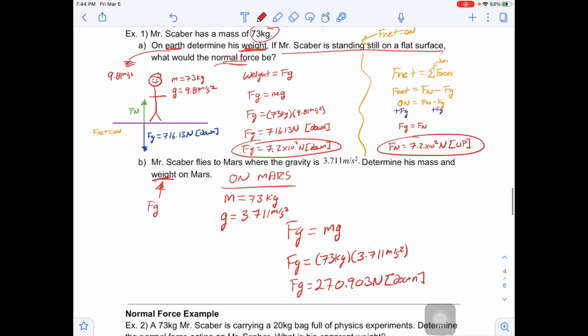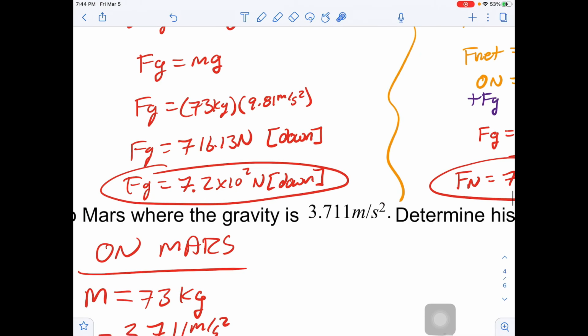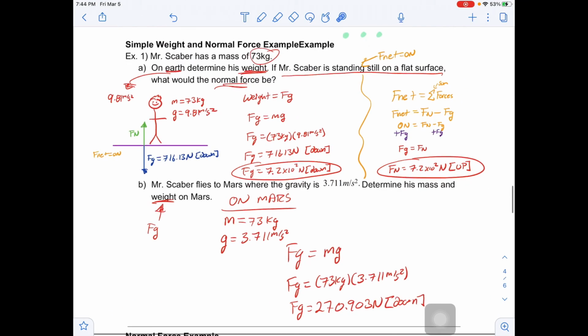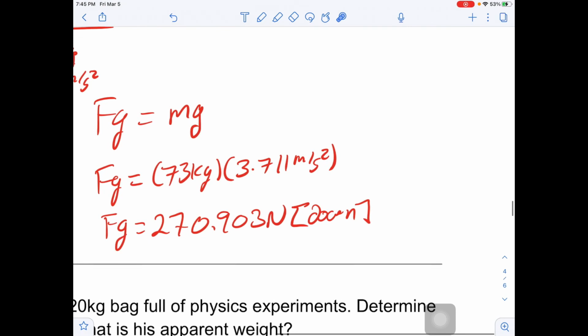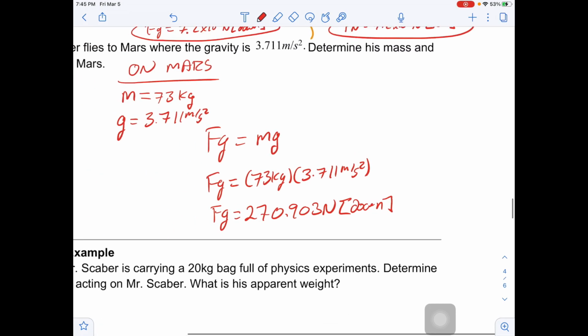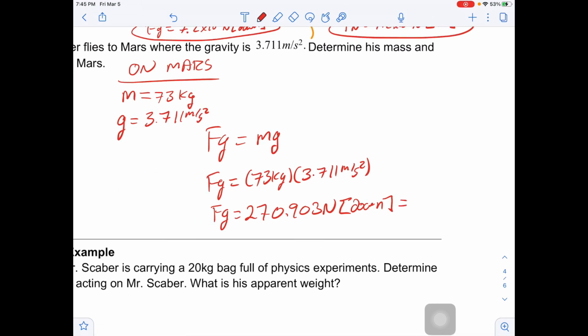Now compare that to how much I weighed on Earth. I am almost a fourth of the weight, right? I'm a fraction of the weight I am on Earth. And that's why when people are on Mars or in space, they feel lighter, because they technically are. They're not as heavy. Their weight is less. So this will be 2.7 times 10 to the 2 newtons down.